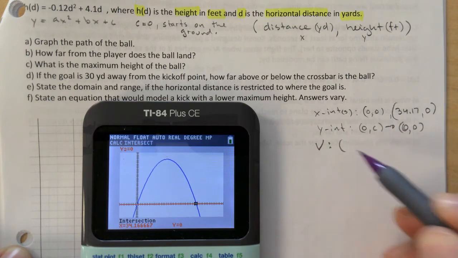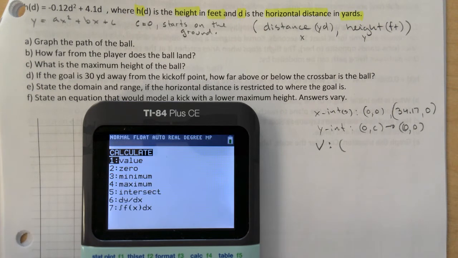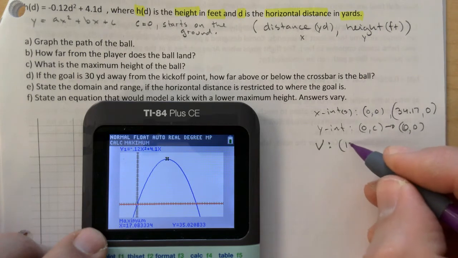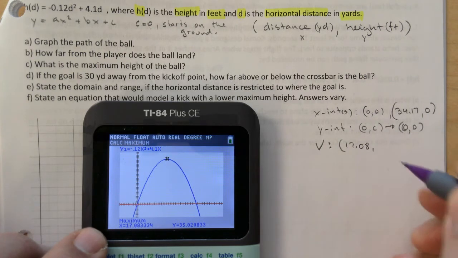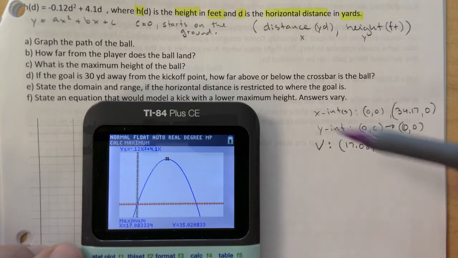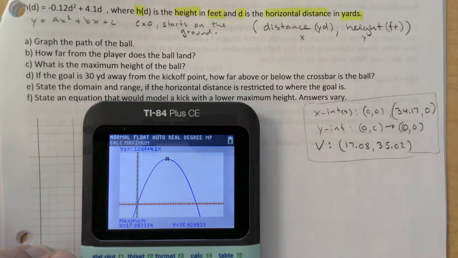The vertex, you don't need to show your keystrokes when you're trying to graph, okay? Because you're going to need to do this anyways. So I'm going to find the maximum here. I'm going to go to the left of the vertex, to the right of it, and that's 17.08, and this is 35.02. So this is all I need to graph. Okay.